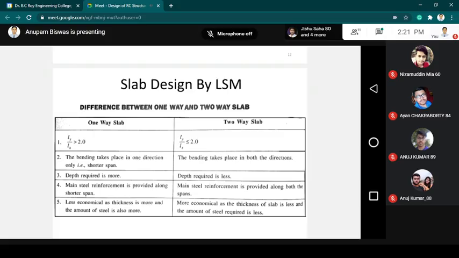Whereas in a two-way slab, because of the uniform distribution of the load in both the shorter and longer directions, the thickness of the slab will be lesser. Since the bending moment is less, less steel reinforcement will be required. Because of that, it is more economical, meaning it is comparatively cheaper with respect to the one-way slab.